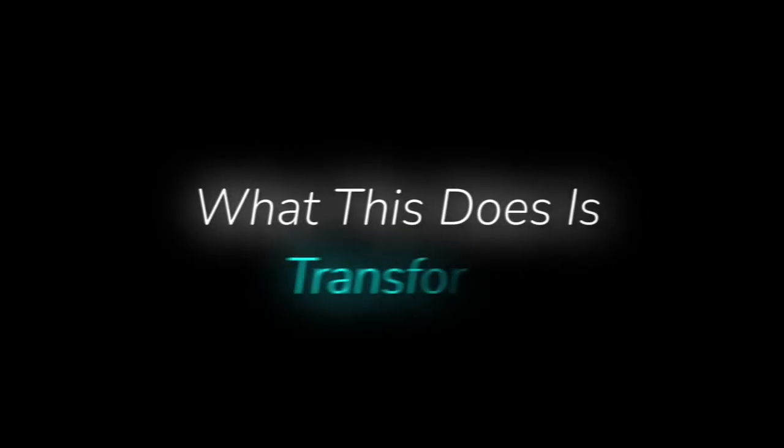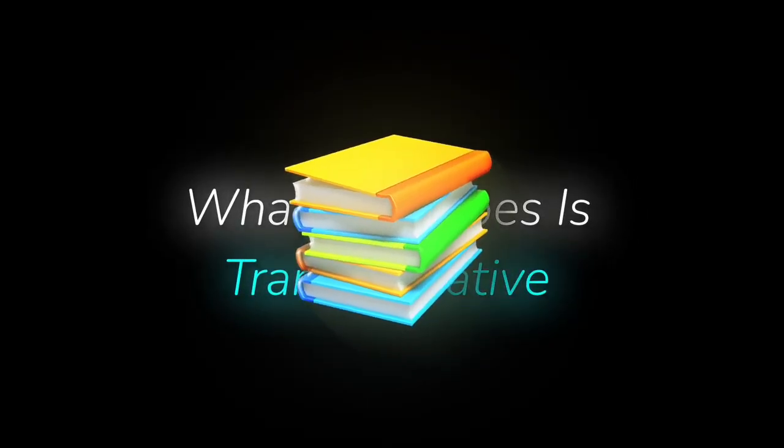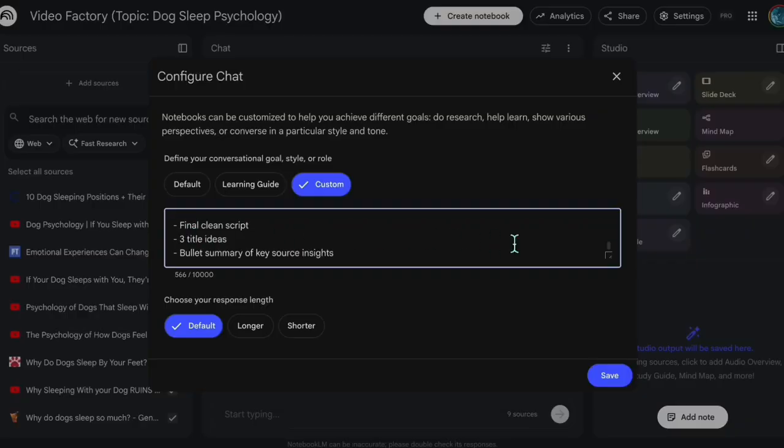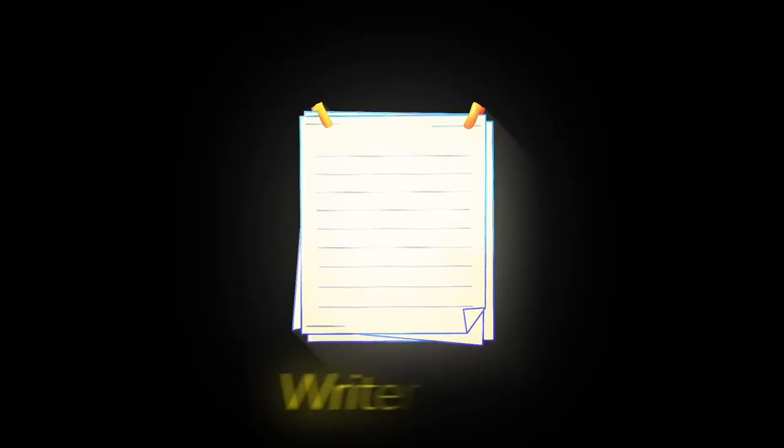What this does is transformative. You're not changing the sources. What you're changing is how NotebookLM processes and communicates what it finds in them. With this prompt active, the notebook now has a writer's persona. It has a hook formula. It knows what pacing feels like for YouTube.